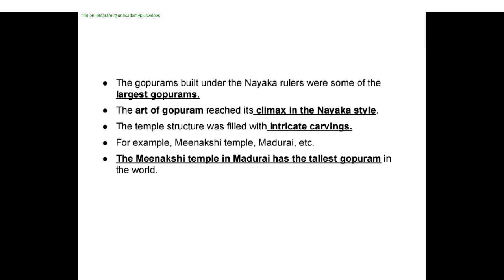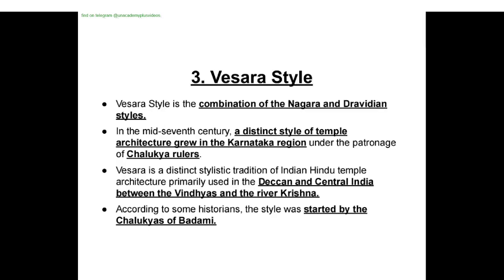The gopurams built under the Nayaka rulers were some of the largest gopurams. The art of gopuram reached its climax in the Nayaka style. The temple structure was filled with intricate carvings. For example, Meenakshi Temple, Madurai, etc. The Meenakshi Temple in Madurai has the tallest gopuram in the world.